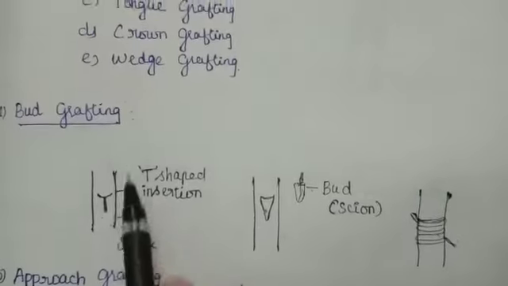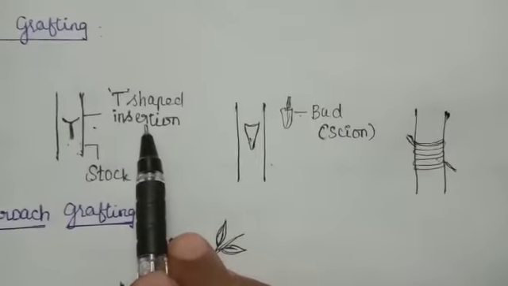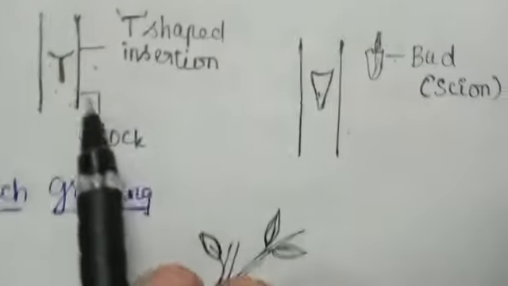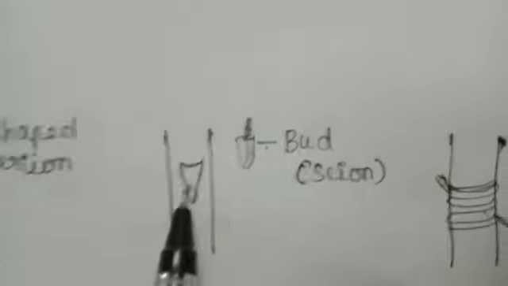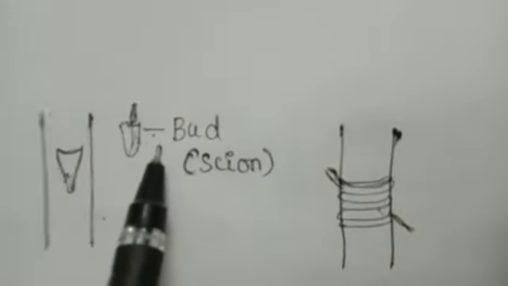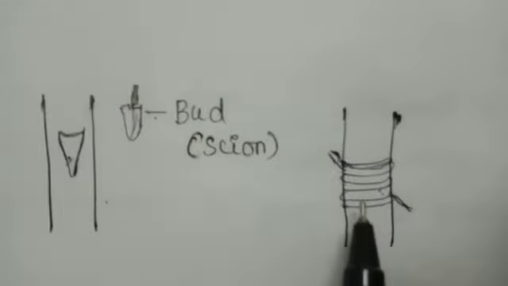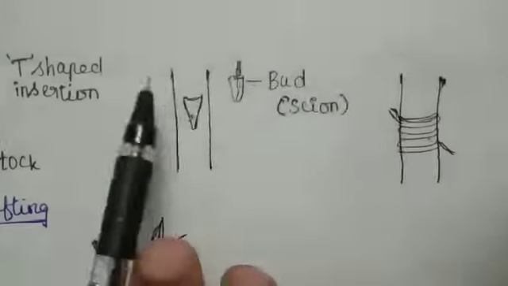Bud grafting, a T-shaped insertion made in the stock, and the bark is lifted. The scion bud is placed in the incision beneath the bark and properly bandaged with the tape. This is bud grafting.